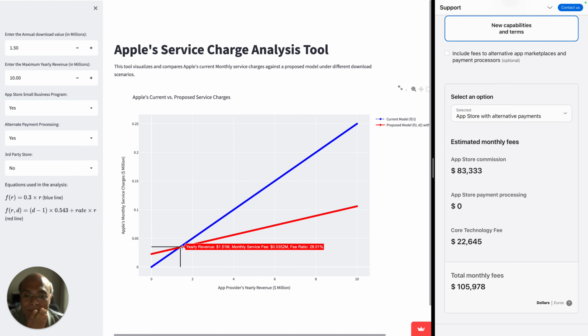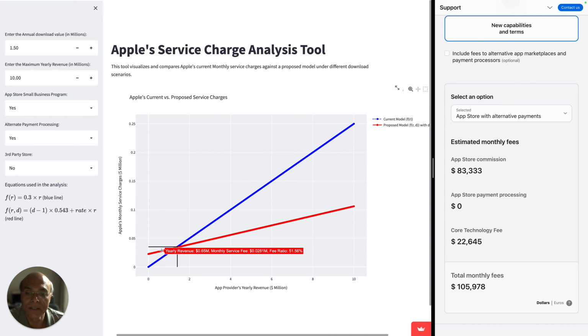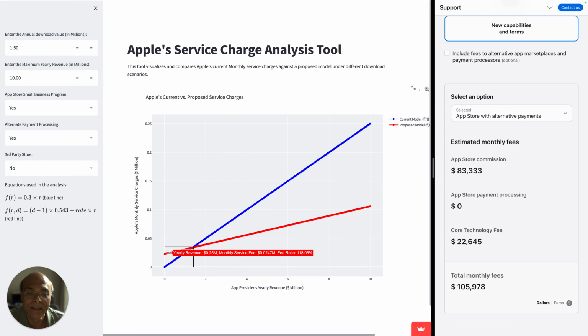Again, note that whatever you do, make sure that you don't go above the inflection point here, because as soon as you go above the inflection point, your fee ratio is going to become exorbitantly high. You can very clearly see that: 59.12%, 43, 41. So make sure that you are down below.